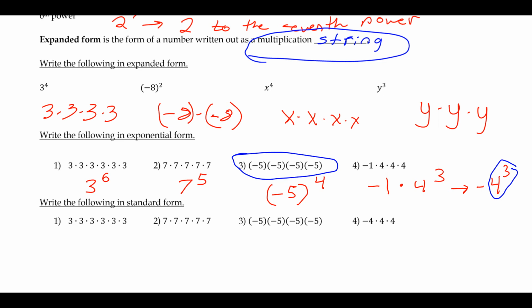Welcome back. Let's take a look here. Standard form is what is actually 3 to the 6th. 3 to the 6th is actually 729. 7 to the 5th is actually 16,807. And negative 5 to the 4th is actually 625. And your last one, negative 4 times 4 times 4 is actually negative 64.